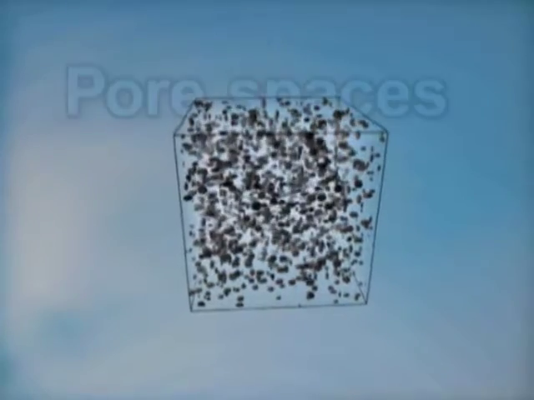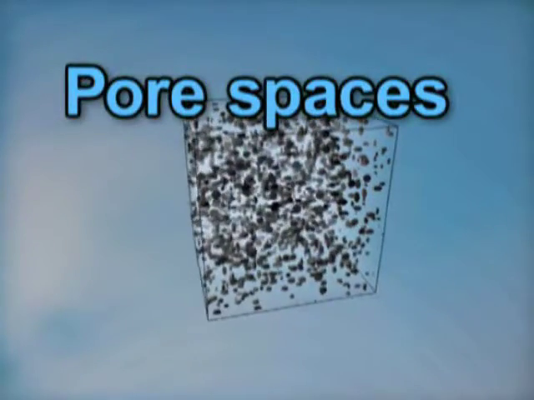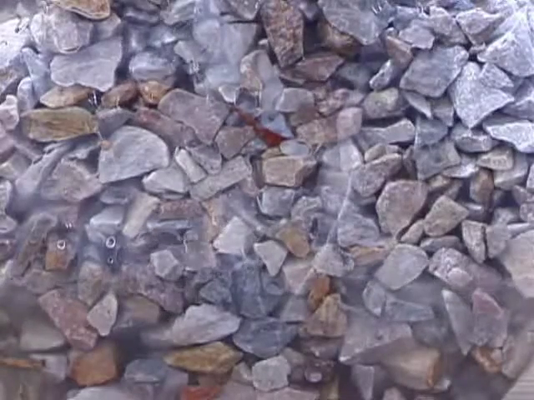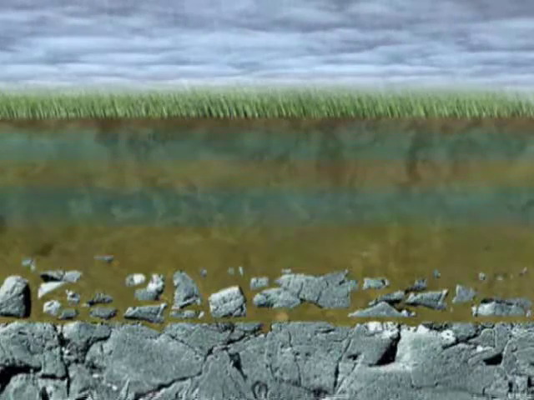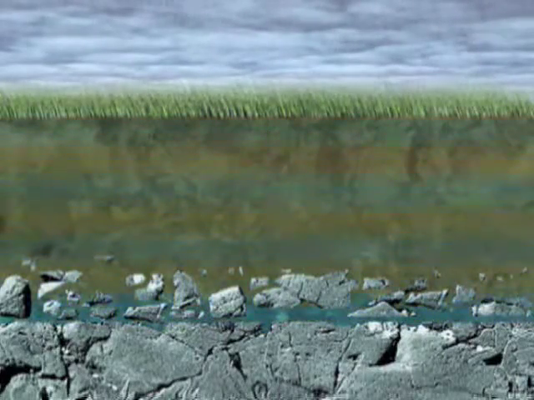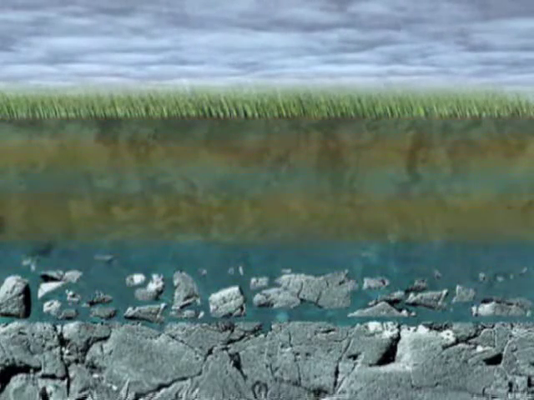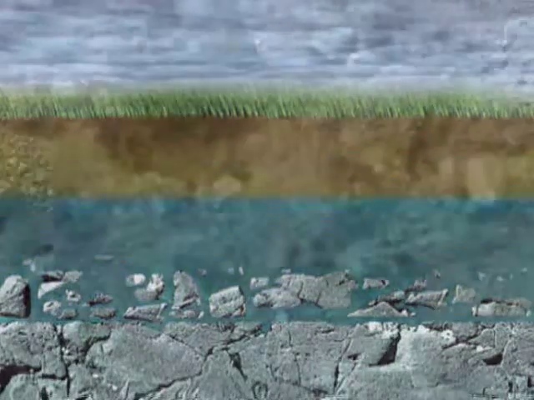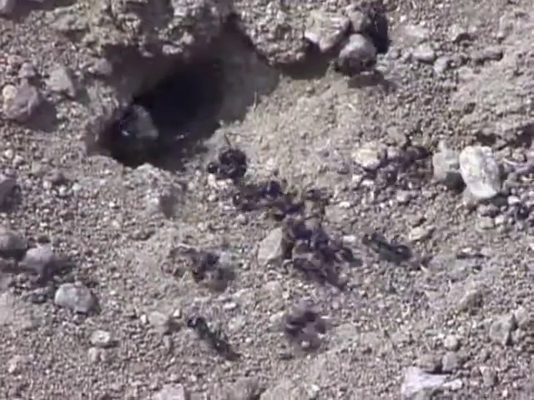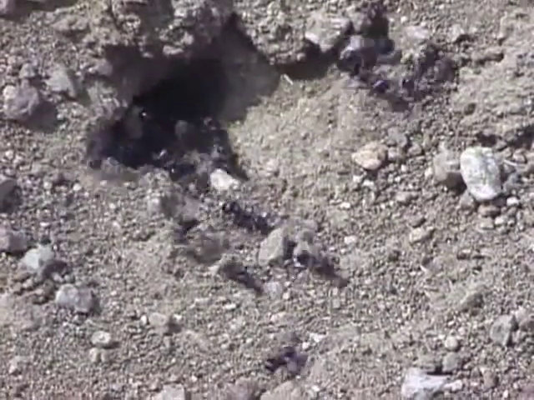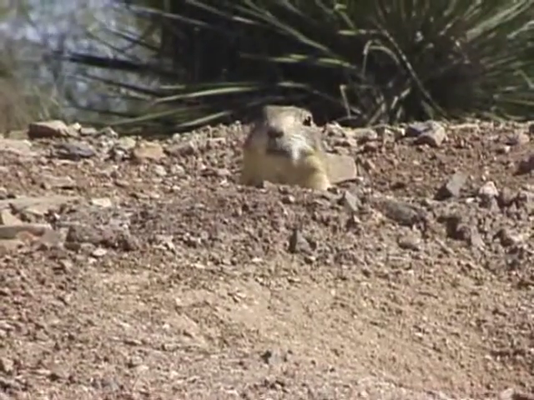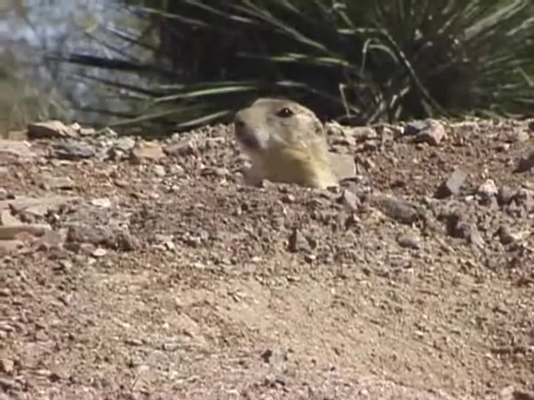Soil also contains a great deal of air, which occupies spaces between particles called pore spaces. Water may also occupy pore spaces. Pore spaces are very important to plants because they hold water and gases that plants need. Living things such as bacteria, insects, worms, and even prairie dogs may also live in the soil.